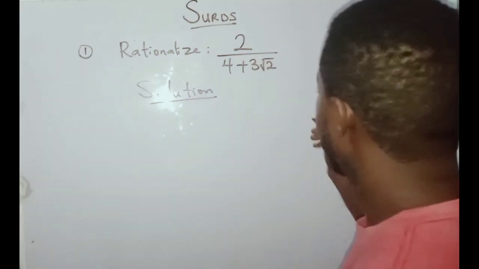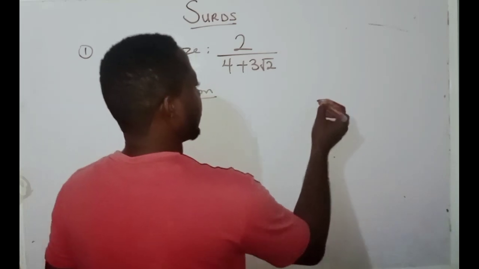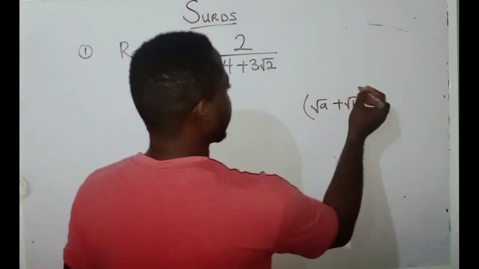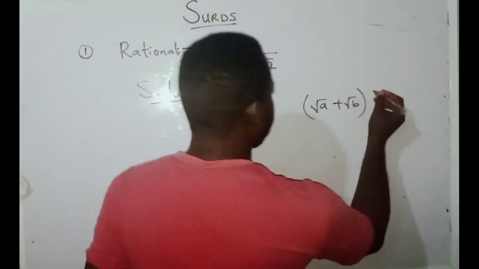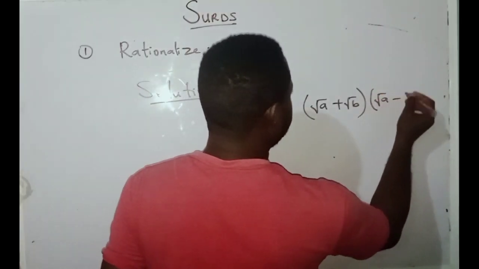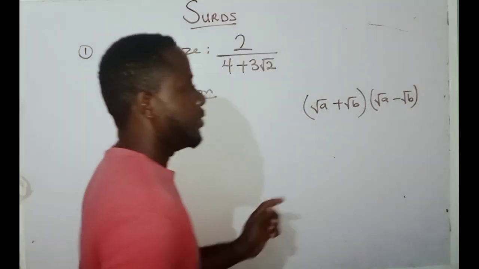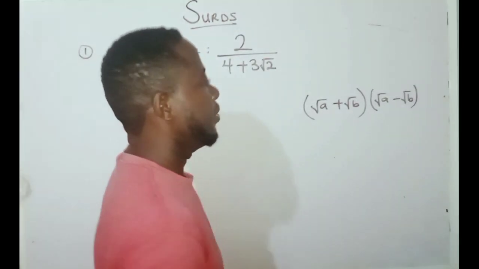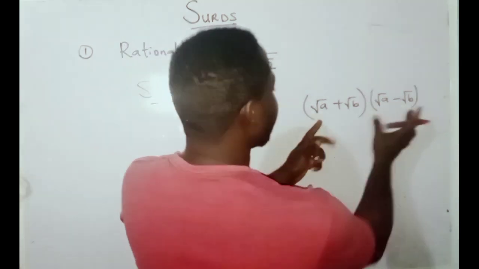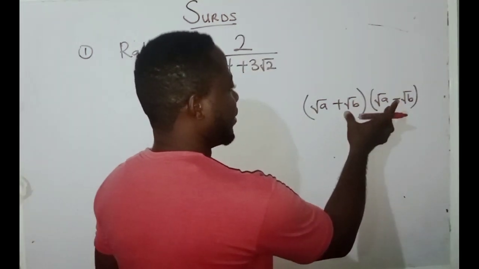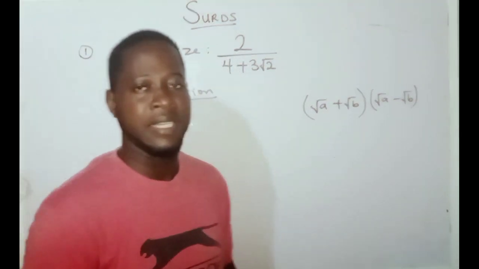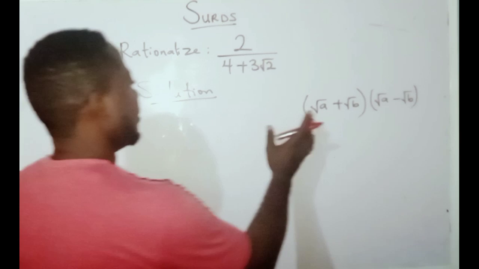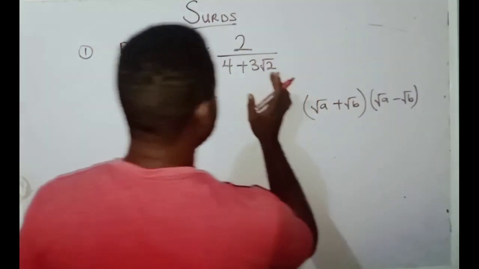For example, if you have root A plus root B, the conjugate of this is going to be root A minus root B. The sign will just change. So this is the conjugate of this. The main essence is that by the time you use them to multiply each other, it's going to give you a rational number. So that is the major reason for introducing the conjugate.